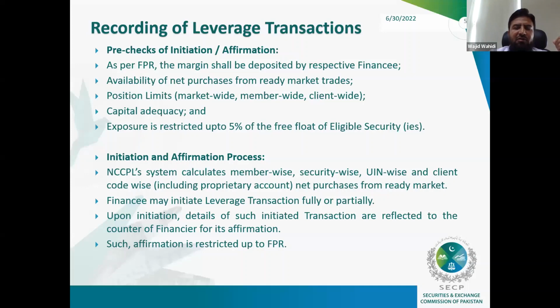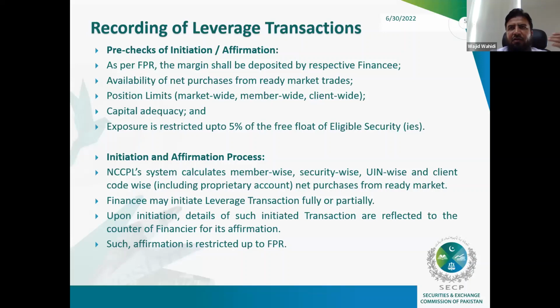Some other points: position limits. There are position limits market-wide, member-wide, and client-wide. Position limits are in place for the purpose of risk management, which we'll discuss later on. Capital adequacy: not every broker is allowed to provide financing to its clients. It has to have a certain minimum capital requirement, which is prescribed in the regulations. And exposure is restricted up to 5% of the free float of an eligible security. One cannot accumulate the free float of any scrip beyond 5%. This is basically to control the concentration in the scrip.